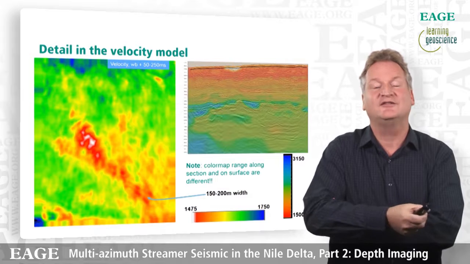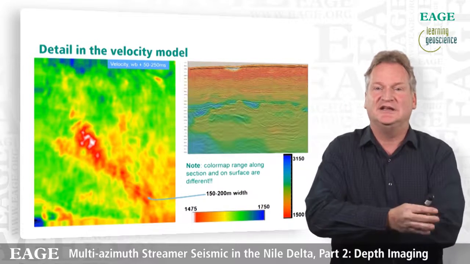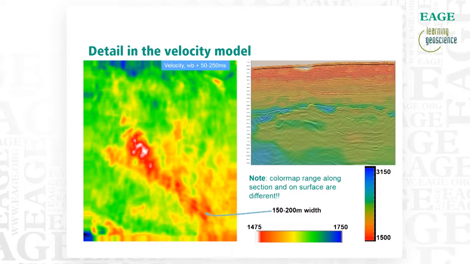Now we're going to look at some details in the velocity model. So I have a couple of these slides where on the left hand side we have a slice through the velocity model with a color map which is indicated at the bottom in the middle, and then on the right hand side we have the seismic section with the velocity model in the background as well, which has a different color map, just so that you cannot compare those colors one to one.